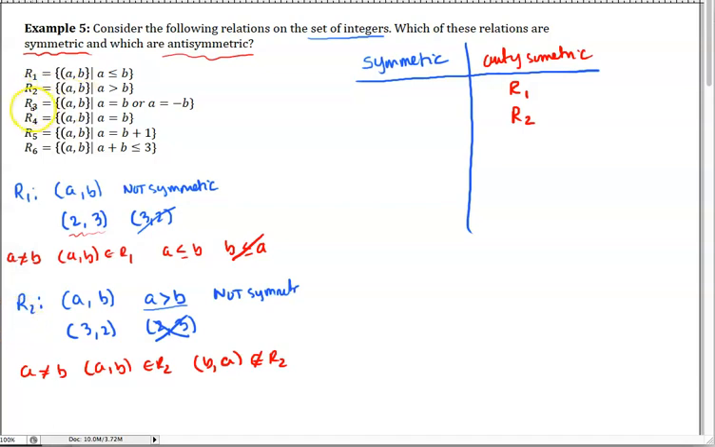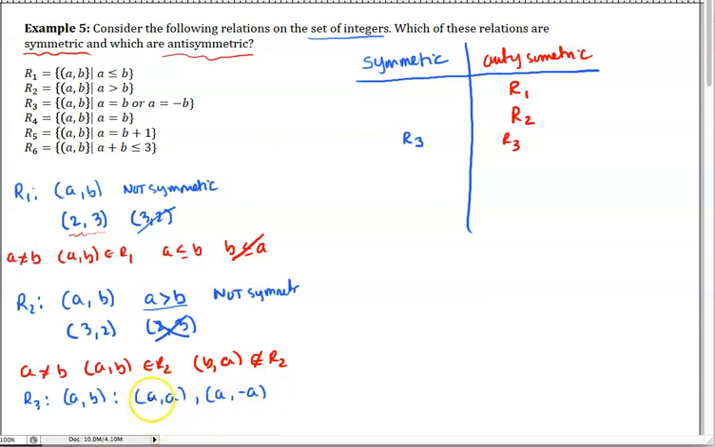Let's look at R3. R3 has the pairs of points where either A equals B or A is equal to the negative of B. So what's in there are pairs of points where both numbers are the same or the numbers are opposites of each other. This relation is both symmetric and anti-symmetric, because it doesn't break the rule of symmetry and it doesn't break the rule of anti-symmetry.